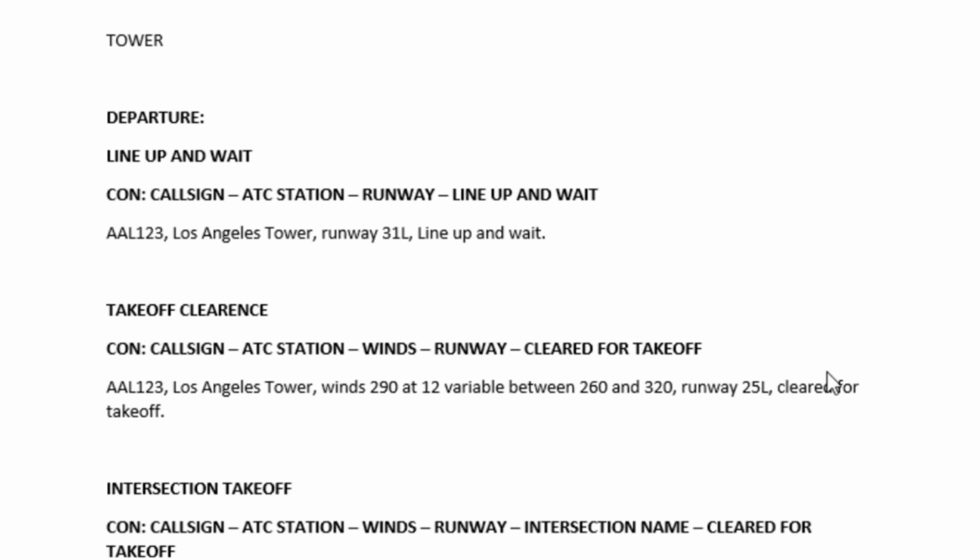Now for the takeoff clearance. Again, you say the call sign and the ATC station. Then you say the wind before the runway, and then the instruction. So it would be the wind, the runway, then the instruction. In this case: America 123, Los Angeles Tower, winds 290 at 12. You don't need to say the degrees and the knots. Variable between 260 and 320. Runway 25 left, cleared for takeoff. Again: wind, runway, cleared for takeoff.